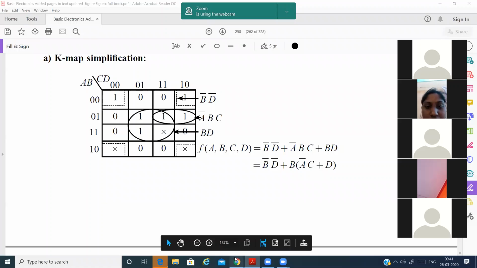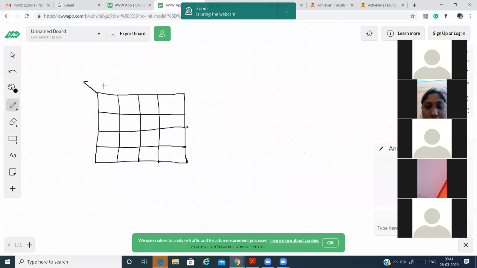So 00, 01, 11, 10, 00, 01, 11, 10. Here this side, whatever I have, I'll take it as AB, and this side, whatever I have, I'll call it CD.